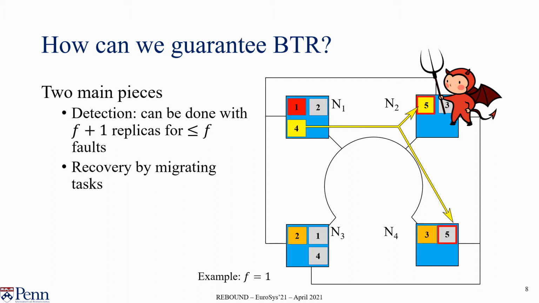However, because we have a replica running on node 4, it can catch when the adversary causes any externally visible effect. Once we have caught the adversary, we need to change or reconfigure the system. What this involves is migrating the tasks to currently healthy nodes and reconfiguring the data flow.